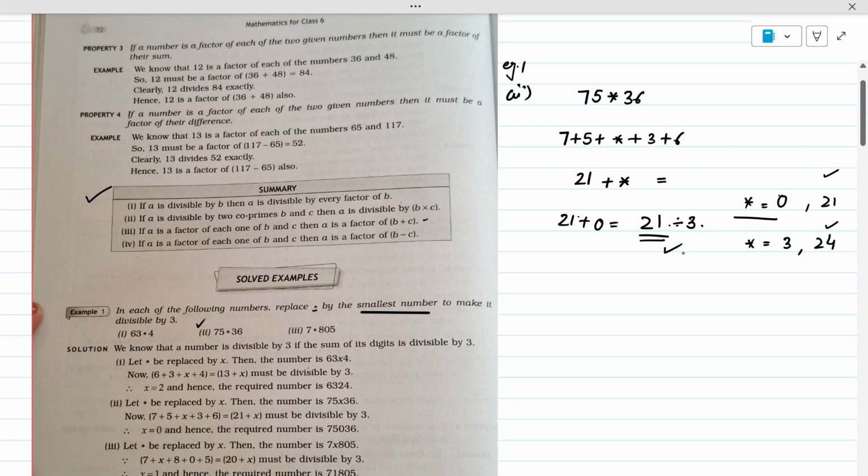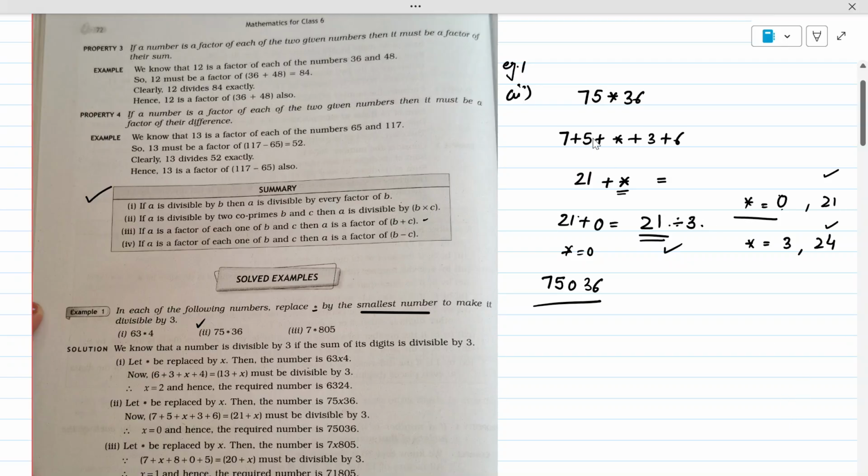So this is done. Now what we have to do, we have to form this number. So 7, 5, what is star? We have identified star as 0 here. Star is 0, so the number becomes 75036. Okay, so I hope you have understood how we have done this.